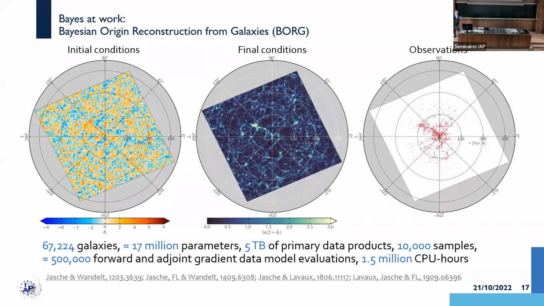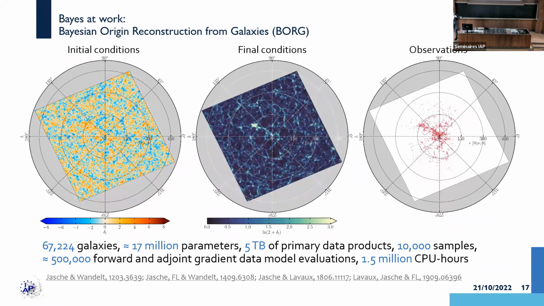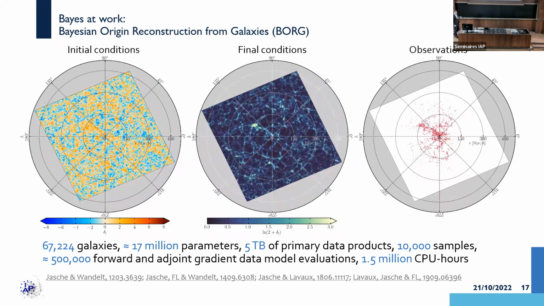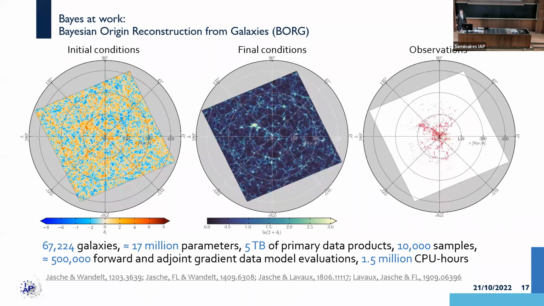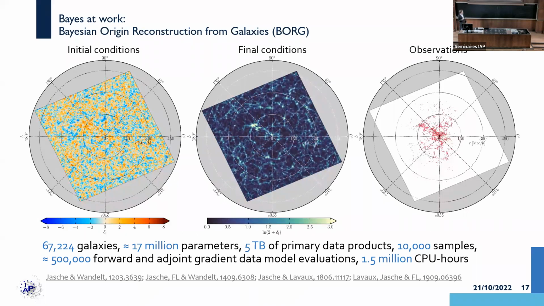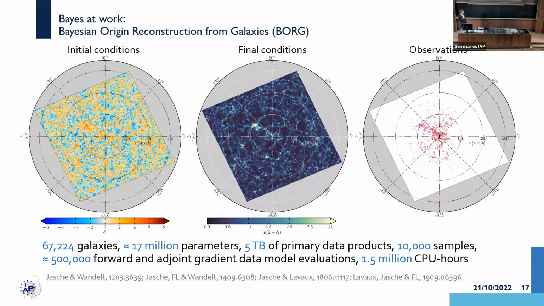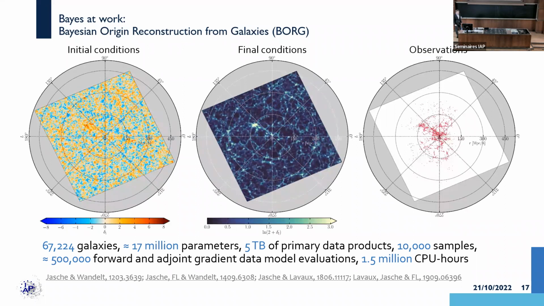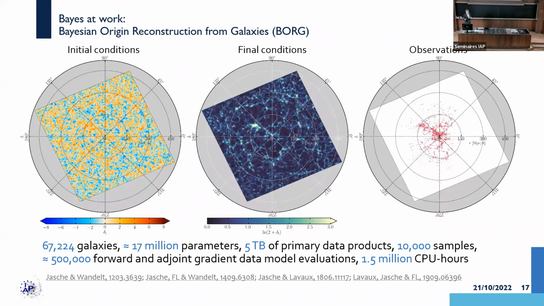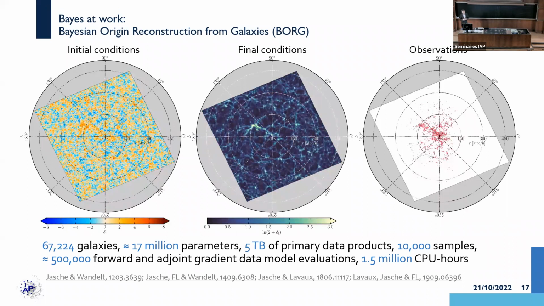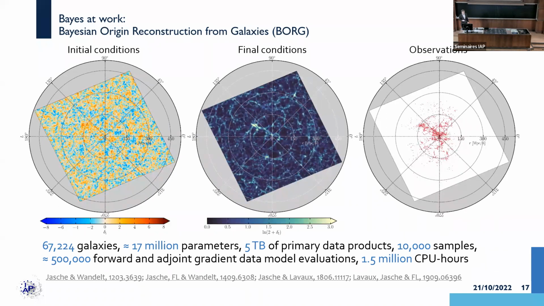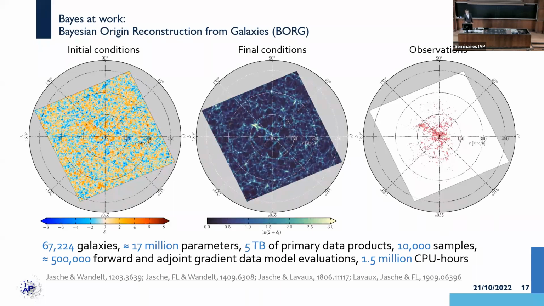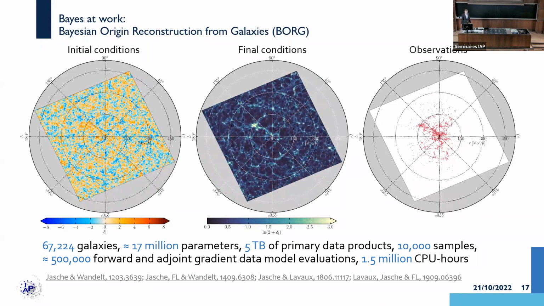I just wanted to show you, now that I've convinced you that Bayes' theorem is interesting, that it's still useful today. That's an advertisement slide about Borg, Bayesian origin reconstruction from galaxies, for which the IAP is one of the birthplaces. This is essentially how it works. You have observations here on the right, reconstructions of the initial conditions and final conditions here, which are linked by gravity. And what you're looking at here, each image is one sample of the posterior PDF. This is what quantifies uncertainty. That's quite a large scale application, 17 million parameters, 1.5 million CPU hours. But this is really nothing more than Bayes' theorem.